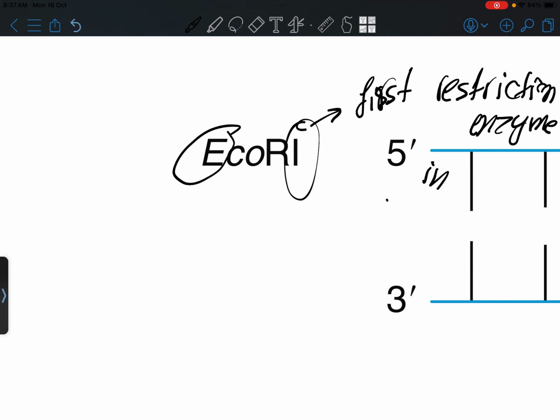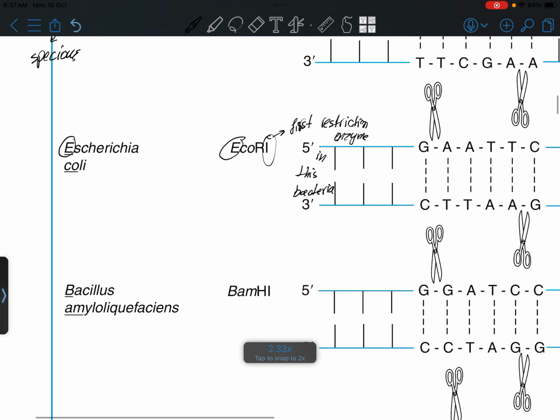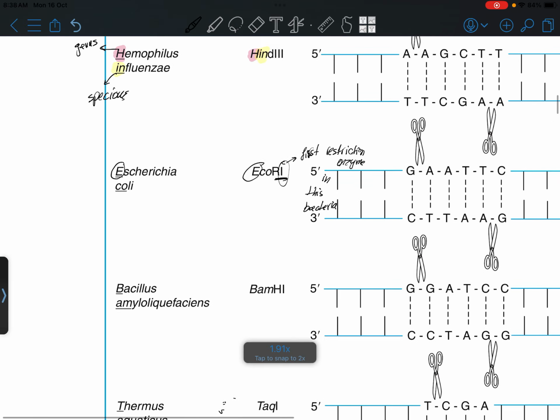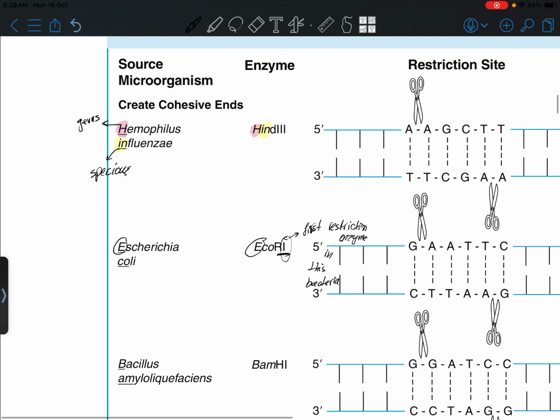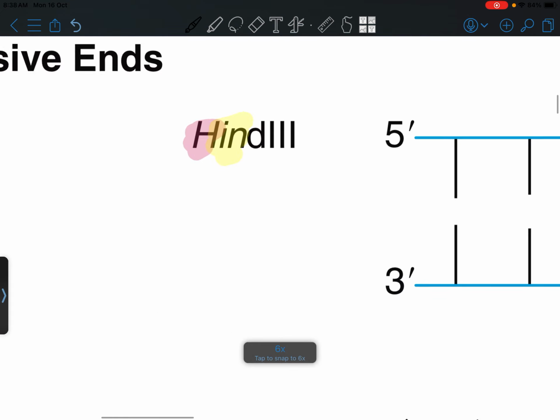Bacillus amyloliquefaciens. We have the B, the AMY, H is the strain. I, or 1, this is the first restriction enzyme discovered in this bacteria.